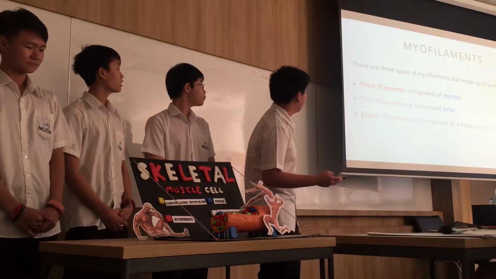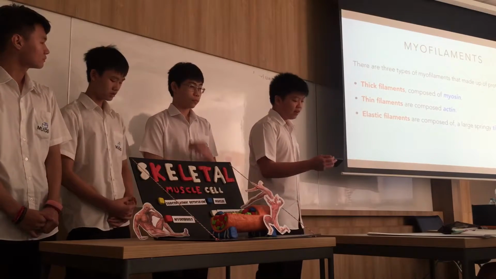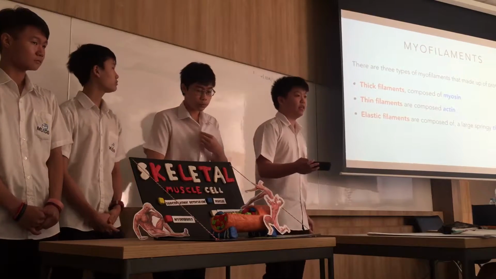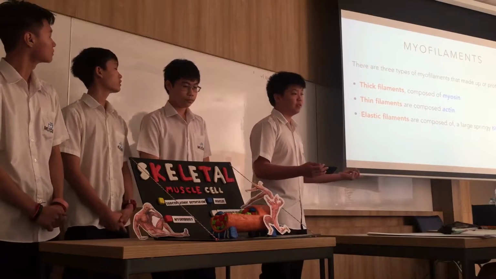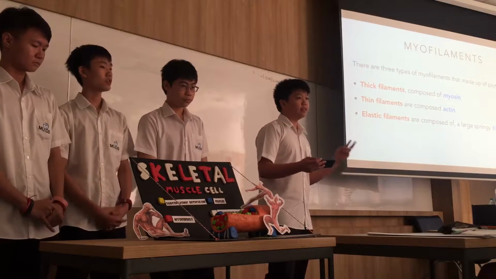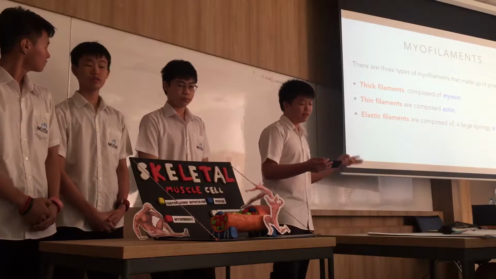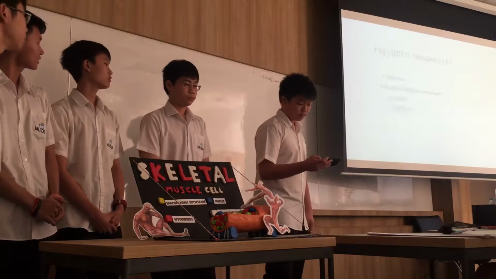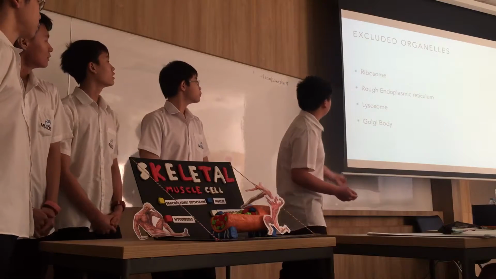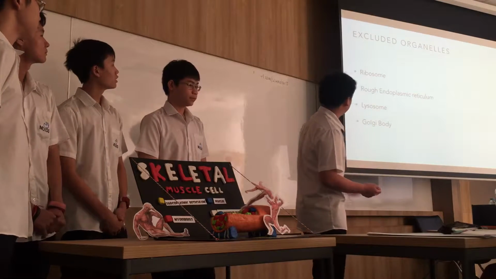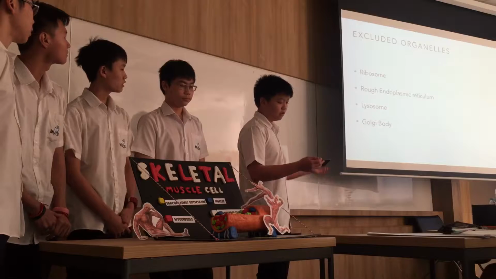So next one is myofilaments. There are three different kinds of myofilaments made up from proteins. First, myosin forms thick filaments, actin forms thin filaments, and titin forms elastic filaments. So these are the proteins, and also lysosome, ribosome, and ER.